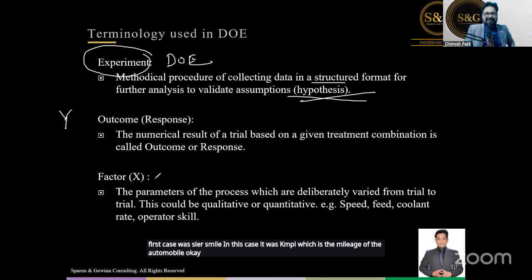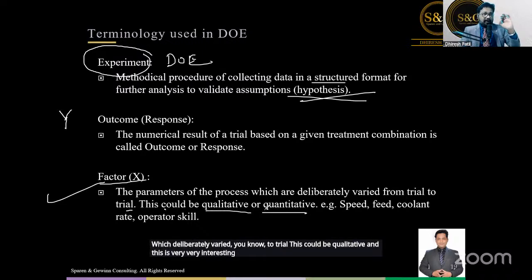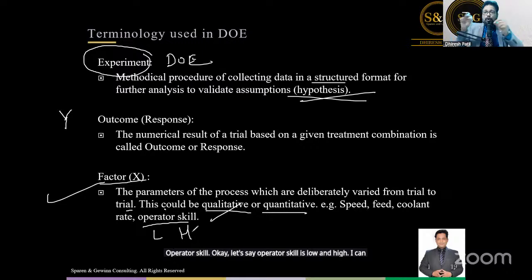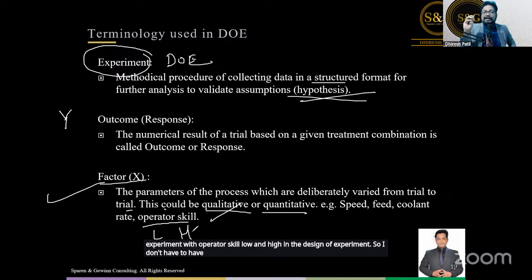Then factors are the parameters of the process which are deliberately varied, to trial. These could be qualitative and quantitative. This is very, very interesting. Why is design of experimentation so unique? You can take qualitative data as well. What is qualitative data? For example, operator skill. Let's say operator skill is low and high. I can experiment with operator skill low and high in the design of experiment. So I don't have to have continuous data only. I can do DOE with discrete data as well. That's the beauty of DOE.